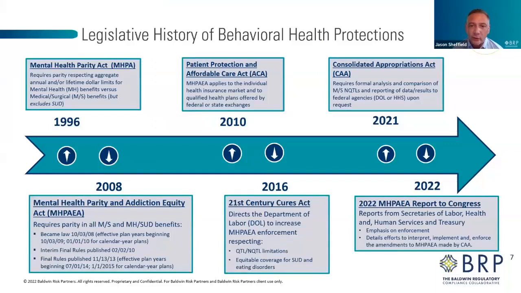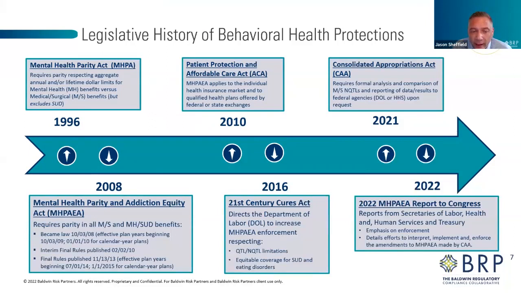The legislative history of mental health parity and addiction equity is kind of lengthy and a little tenuous in how it started off. Our early beginnings were back all the way in 1996 with the Mental Health Parity Act. This required parity respecting aggregate annual and/or lifetime dollar limits for mental health versus medical surgical benefits, but it excluded substance use disorder benefits.